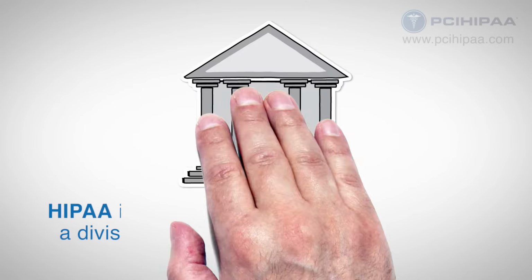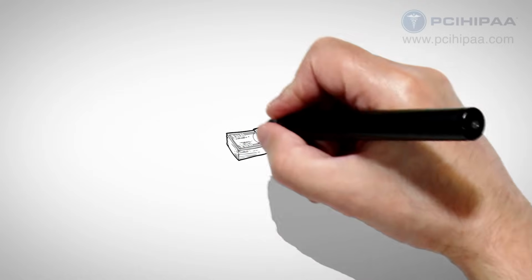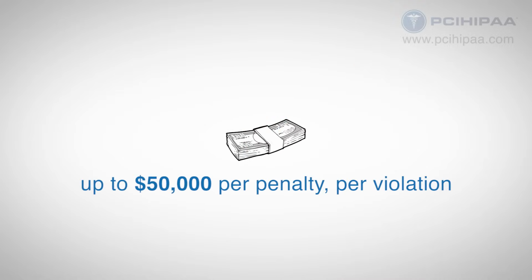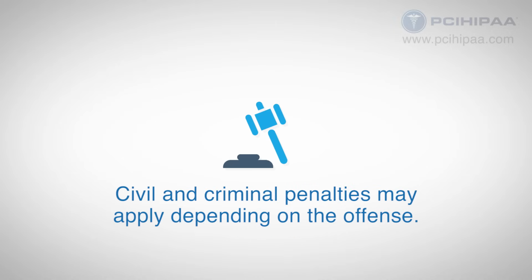HIPAA is enforced by the Office of Civil Rights, a division of the Health and Human Services. Penalties can be up to $50,000 per penalty per violation, and increase up to $1.5 million per identical penalty or willful neglect in any calendar year. Civil and criminal penalties may apply depending on the offense.